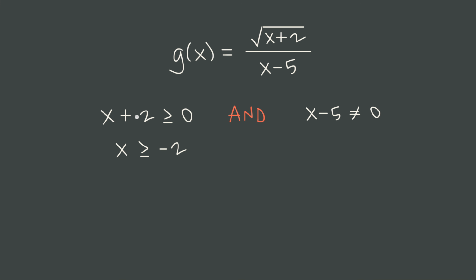So let's deal with this one on the left first. If we subtract 2 from both sides of the inequality, we get x greater than or equal to negative 2. And over here on the right, if we add 5 to both sides of the equation, we get x not equal to positive 5.